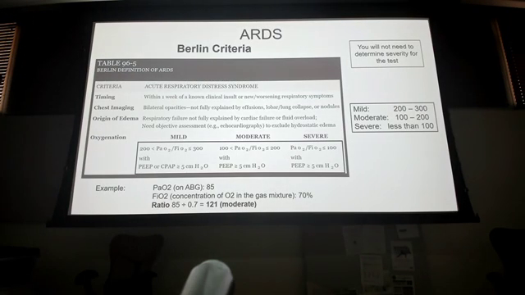So here's your Berlin criteria. Within 1 week of a known clinical insult or new or worsening respiratory symptoms, right? The clinical insult being that lung injury, whether it's pneumonia, trauma, some underlying condition, smoke inhalation. And then bilateral opacities, right? So this isn't going to just be one lung typically, it's going to be both. You may see it progress in one lung, but over time, it's going to be both lungs.